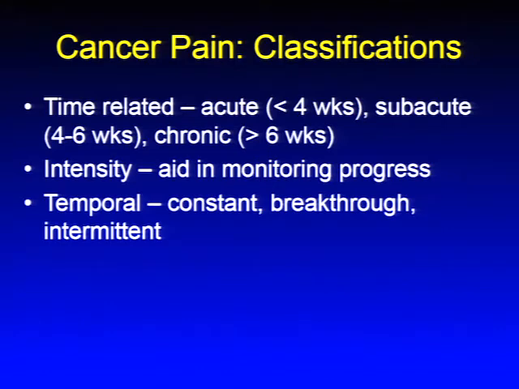Typically, cancer pain is divided into several categories. Acute is less than 4 weeks, subacute is 4 to 6 weeks, and chronic cancer pain is over 6 weeks. It's important to recognize that cancer pain can be characterized by breakthrough pain, which is one of the most important facets of its difficulty in treating.